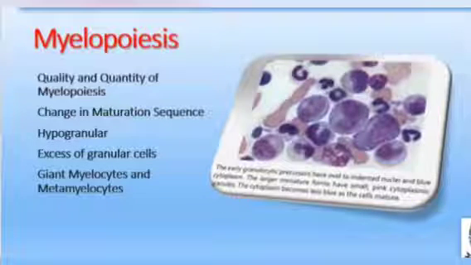Particularly look for any change in maturation sequence, granularity of the cytoplasm, like whether it is hypogranular or hypergranular, and excess of eosinophilic or basophilic cells. We have already discussed what the normal value of eosinophils or basophils in the bone marrow is, and also look for the presence of giant myelocytes and metamyelocytes.